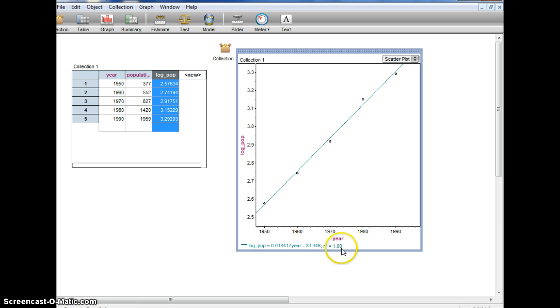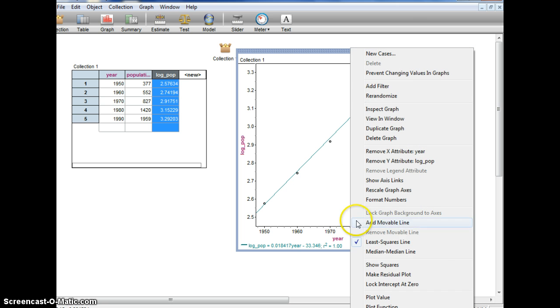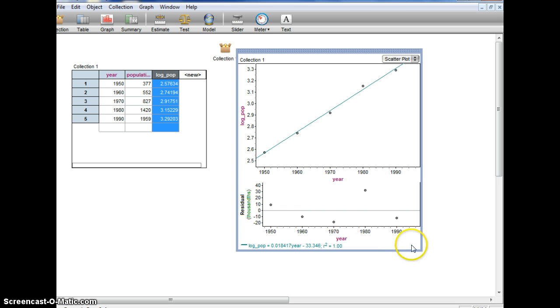And the least squares regression R is 1. Now that's rounded, it's not perfect. It's probably like 0.99, but Fathom's rounding it pretty high, which is fine. And we should also check the residual plot to see if it's any good. So we're going to check the residual plot, and it looks like it's pretty scattered.